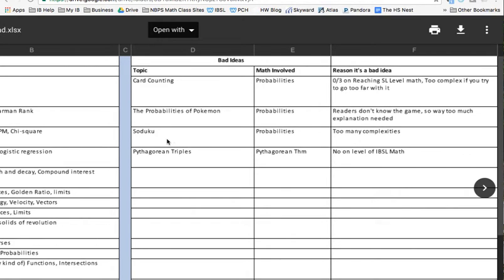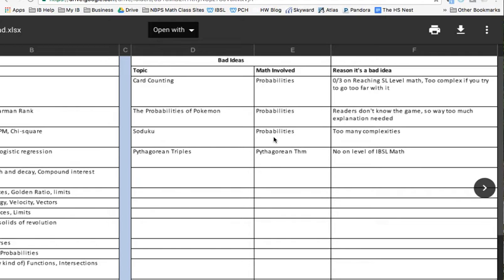Another one is looking at Sudoku. Now there's another example of this that I saw a student do that was not on probabilities, and they did a fantastic job, and we'll take a look at that in a second. Looking at the probabilities of Sudoku gets very, very complex because of all the different possibilities.